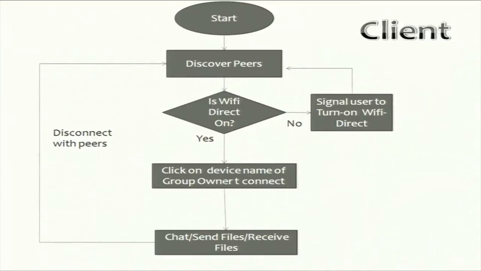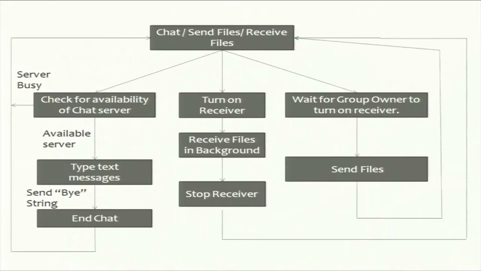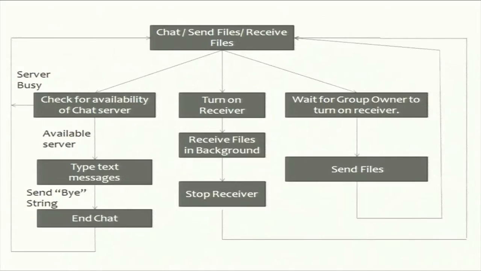About the client side, it is nearly the same as the group owner side, with fewer privileges. If Wi-Fi Direct is on, then click on discover peers and click on the device name of the group owner. Then the client also has three functionalities: chat, send file, receive files. If the client wants to receive a file, he must turn on his file receiver. Next, to send a file, he must wait for the group owner to turn on his file receiver, then he can send the file.